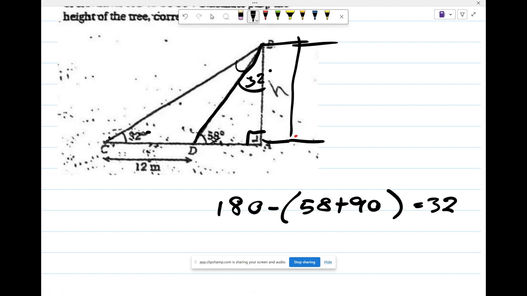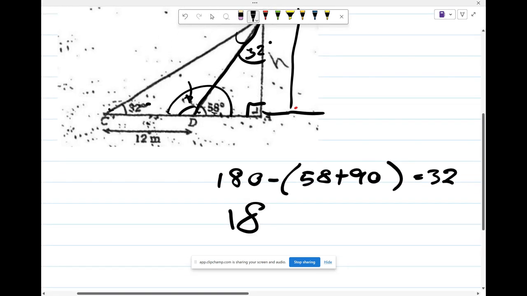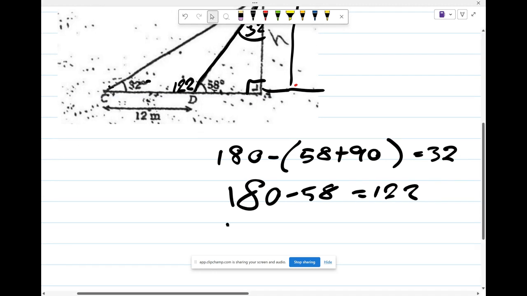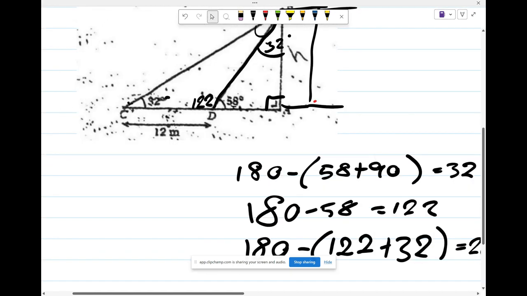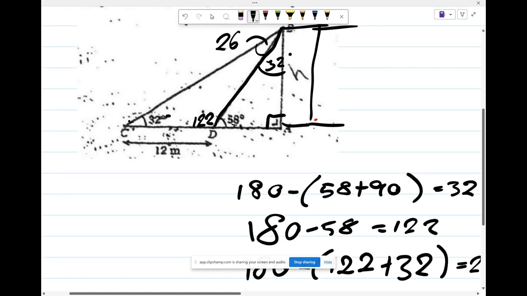So what would help us get this angle? Well, we know the angles in this triangle will also add up to 180 degrees. So if we find this angle, we can use it to find this angle. How are we going to find this angle? Well, it's on a straight line with this angle 58, so it's 180 degrees minus 58, which is going to be 122. So this here is 122, and then we can do 180 minus (122 plus 32), and that's going to be 26. So this angle here is 26.